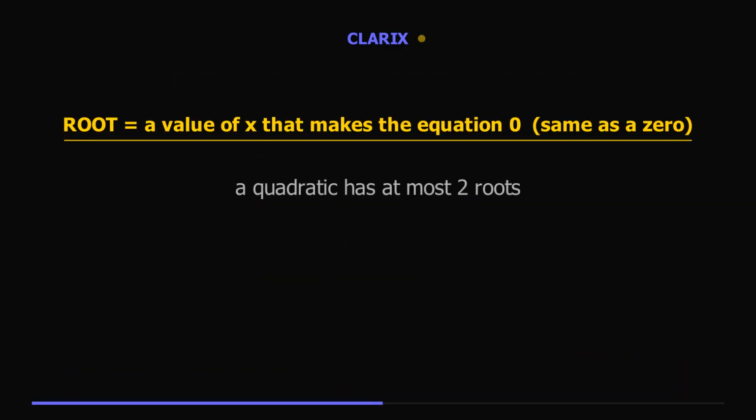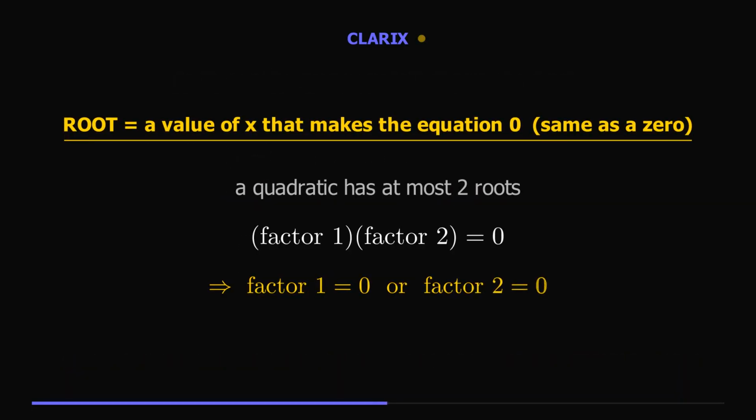Now, to solving. A root of a quadratic equation is a value of x that makes it equal 0, exactly the same thing as a zero of the quadratic polynomial. And since a quadratic has at most 2 zeros, a quadratic equation has at most 2 roots. The cleanest way to find them when it factorizes is this. If the quadratic equals a product of 2 linear factors, it's 0 exactly when one of those factors is 0. So we split it into factors and set each one to 0.